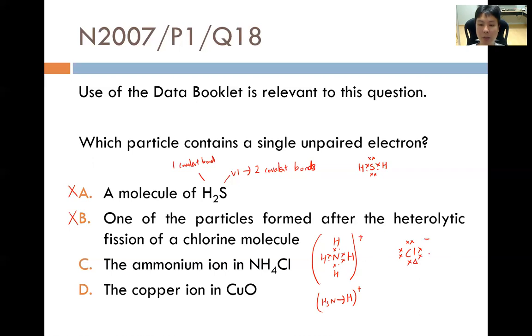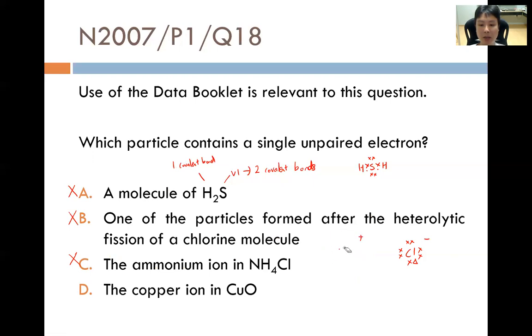Okay, and if you look at both species, they both actually have full octet configuration or full noble gas configuration, and hence the outer shells are fully filled, which means that all the electrons are paired. And as a result, no particle in the ammonium ion actually contains a single unpaired electron. And option D is also not the right answer. Okay, the final option hence must be the right answer, and we'd like to know why.